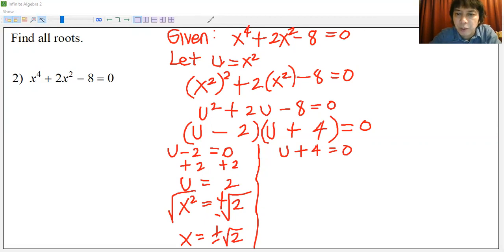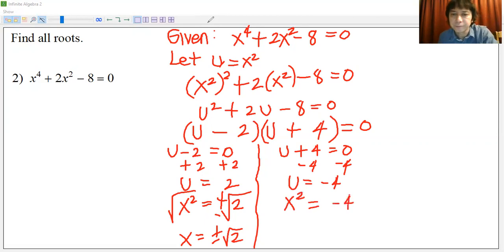This will now be by way of subtraction, and u is equal to negative 4. Now using our substitution, x squared in place of u, and x squared is negative 4. Extract the square root now, square root of x squared and square root of negative 4, plus or minus.